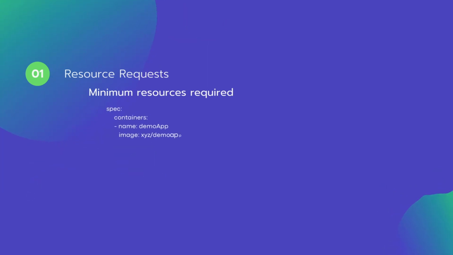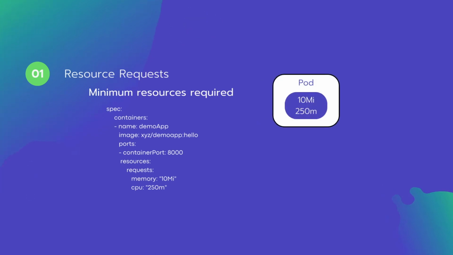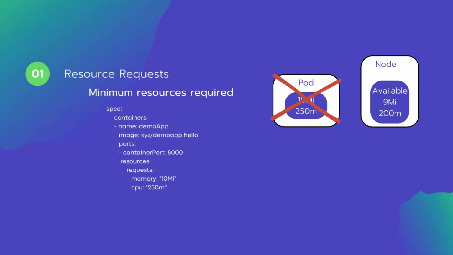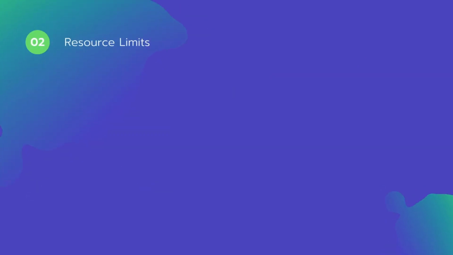Let's start. The first one is resource requests, which is the minimum amount of that resource that the pod needs to run. For example, in the template you can see that a resource request is defined with 250 milli-CPUs and 10 MB of memory, which means that the pod cannot be scheduled on a node with less than those resources available. If there isn't any node with enough capacity available, the pod will remain in a pending state until there is. Then there is resource limit.